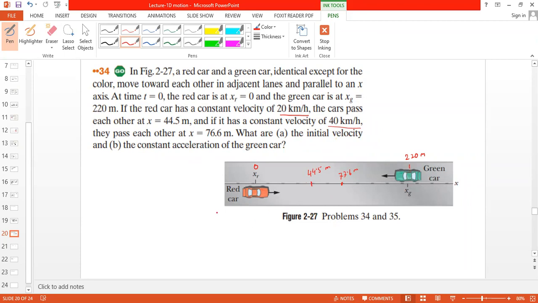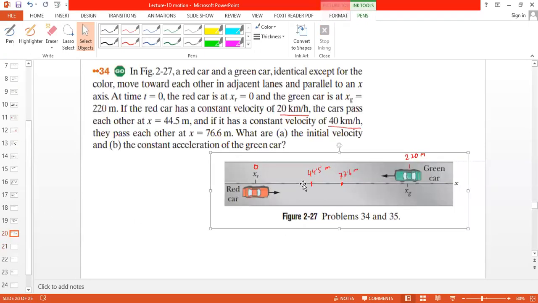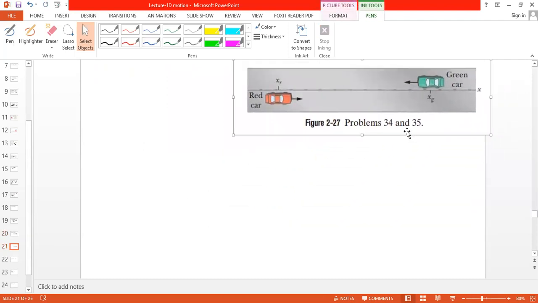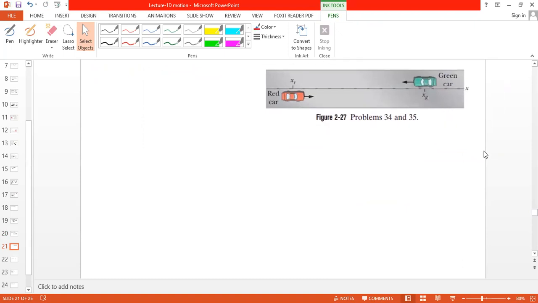Okay. So let me try the math then. It's a lengthy math, but easy math. Okay, so the space of the two cars. So when the velocity of the red car, so velocity of red car, let's say equal to 20 km per hour. So 20 km per hour equal to what in meter per second?